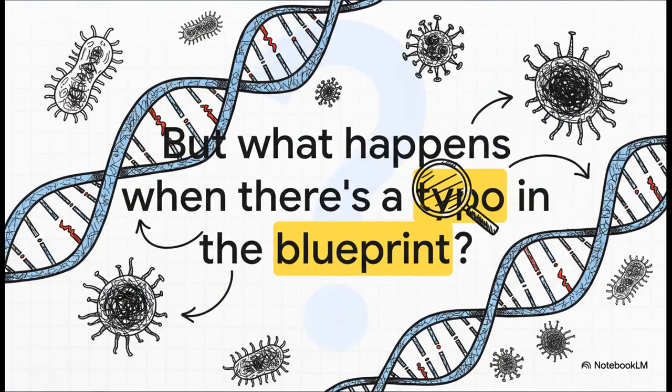So what does happen when there's a typo? When the cell's copying machinery makes a mistake? Or when something from the outside comes in and damages this perfect blueprint? Well, that's when you get a mutant. And the consequences of these typos? Oh, they cover a huge range. A mutation could do absolutely nothing at all. Or it could give the microbe a brand new superpower. Or it could be totally catastrophic, shutting down an essential gene and leading to death.